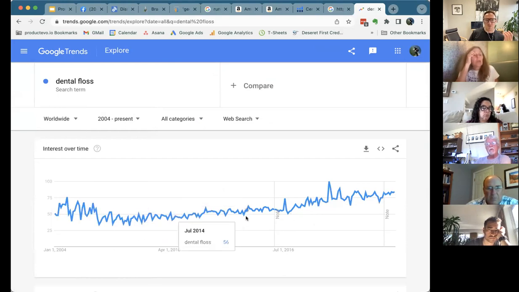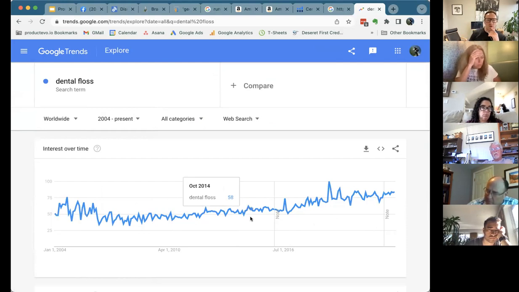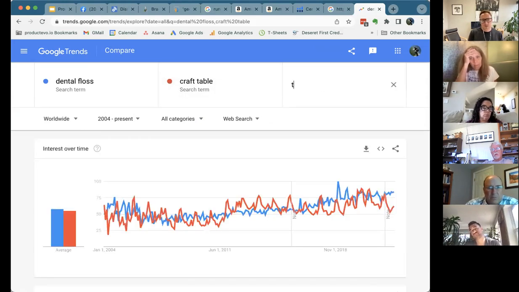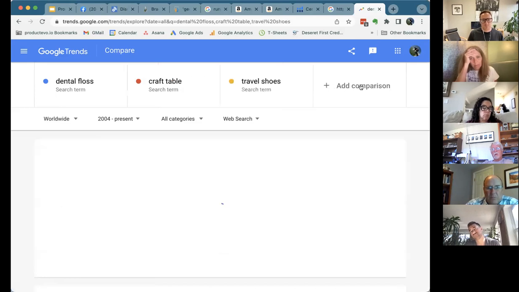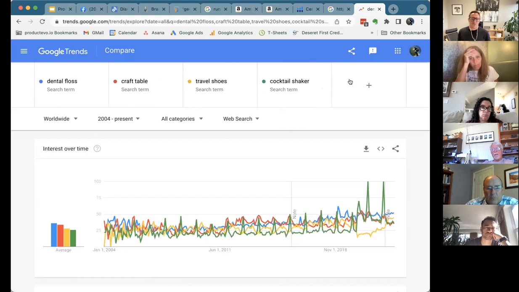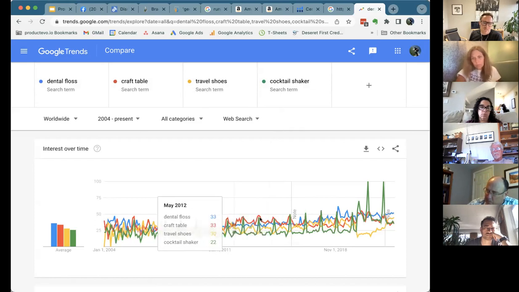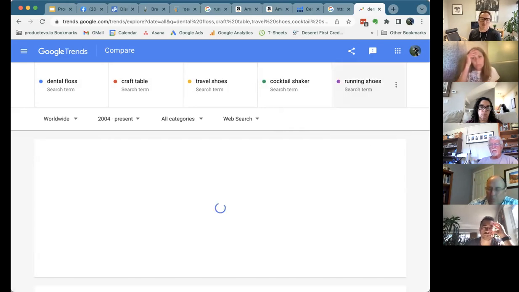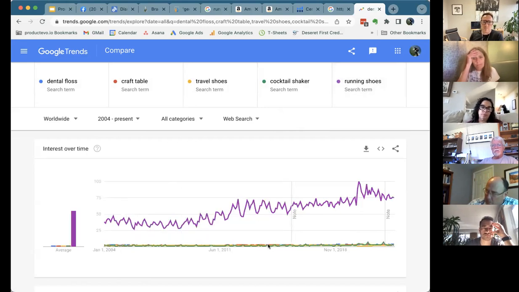Again, we're looking to drive core business value, not looking for the trend of the week here. So then I'll throw in a few others. We know that craft table is another one of those that falls in this niche sweet spot. Travel shoes and cocktail shaker. Google lets you put a total of 5 search terms in. We recommend starting with these because, again, it's your Rosetta Stone. So we can put in other terms, like running shoes, for example, and you're going to see it's going to obliterate these and basically flatten them out.